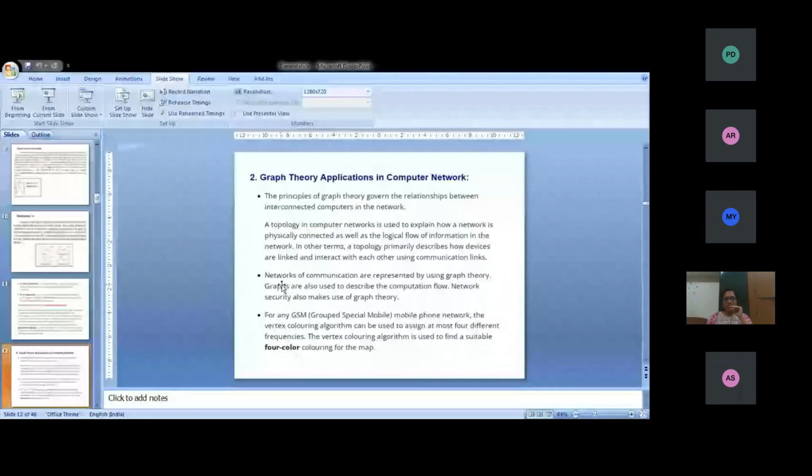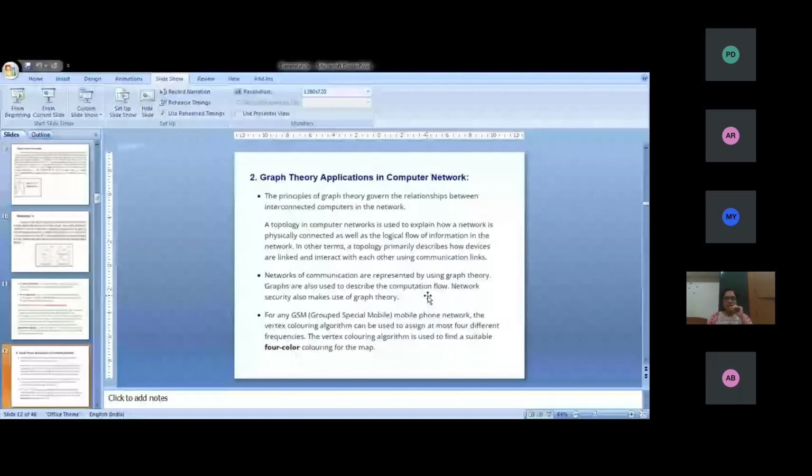A network of communications is represented by using graph theory. Graphs are used to describe the computation flow. So we are using this graph theory for the computation flow. Graphs are used for the computation, for how it flows and from where to where it moves. So we can use graphs for that. Network security also makes use of this graph theory. So graph theory is used in network security also.